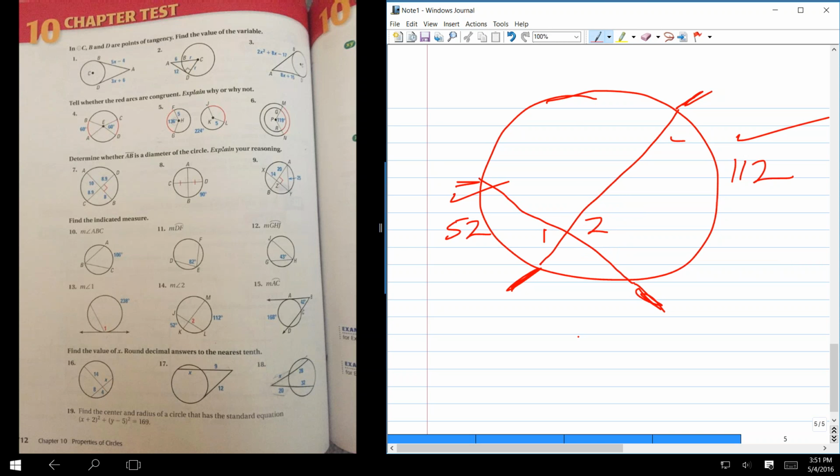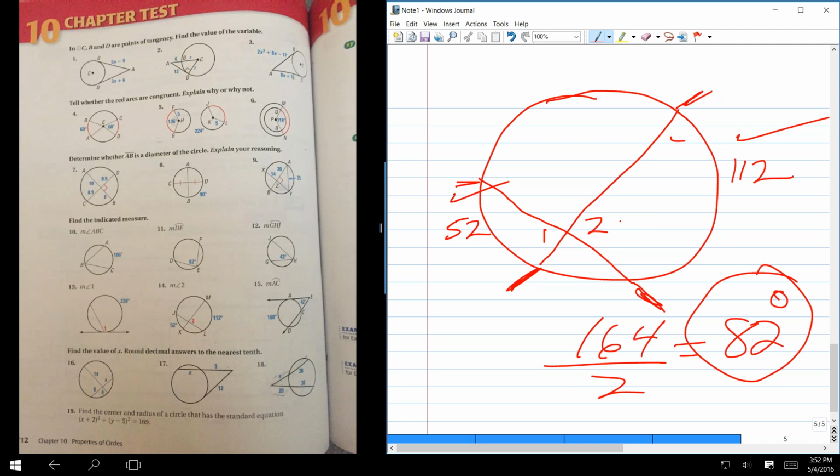Well, that should be half. Yeah, and let's see if it is. Oh, isn't it just, wait, 52 plus 112 is 164, divided by 2 is 82. Well, if it has to be either half or double, that's awfully close to looking like an 82 degree angle. That means we're correct, that it was half.